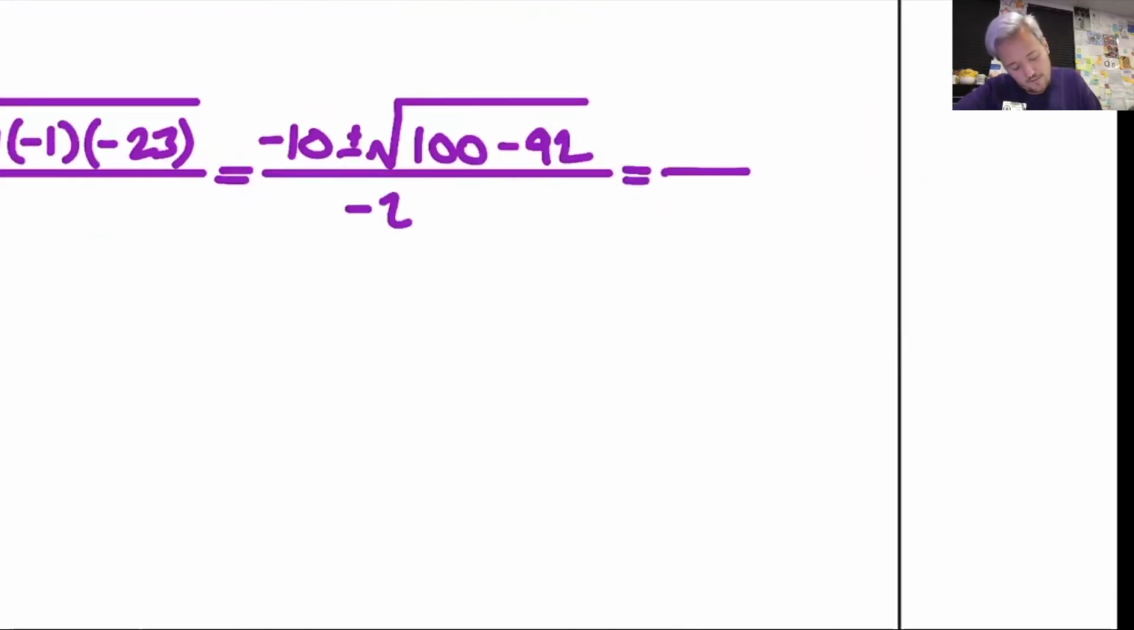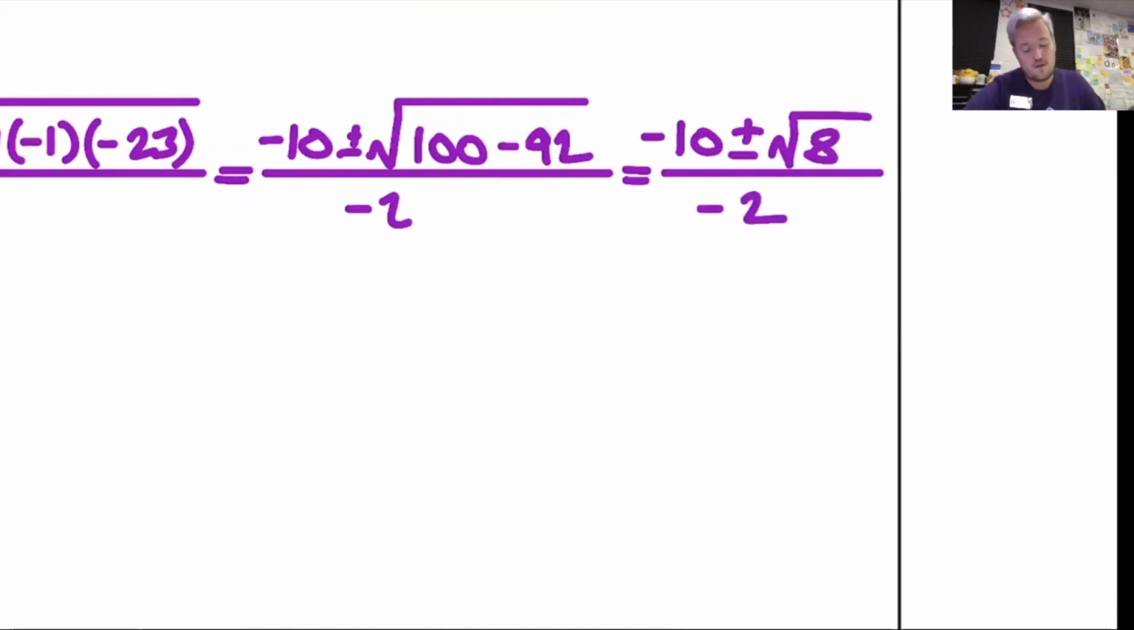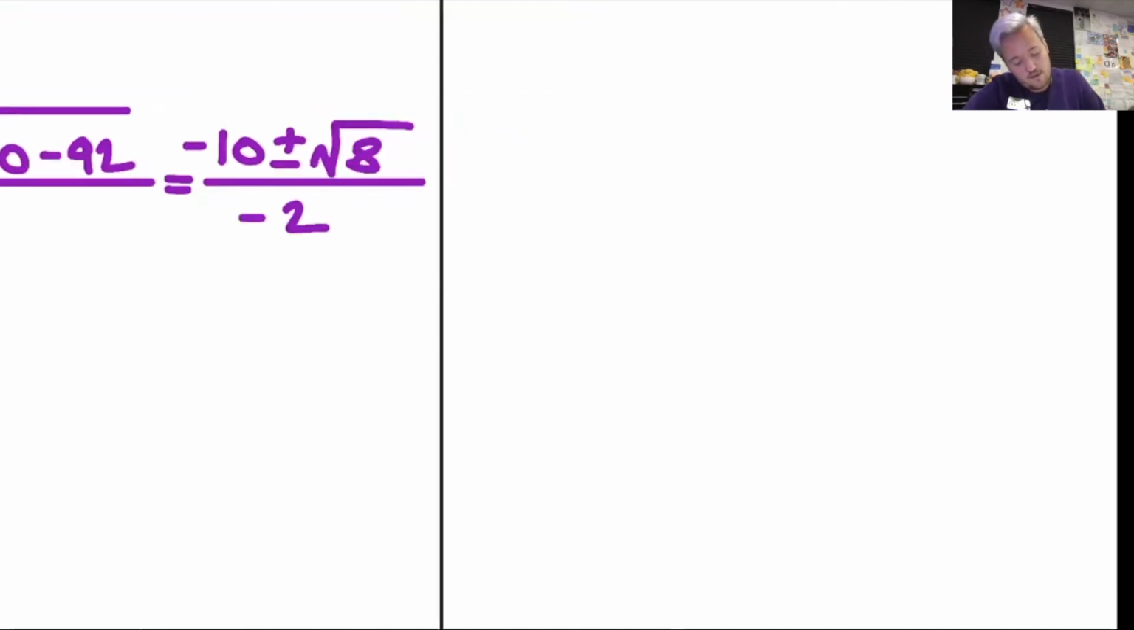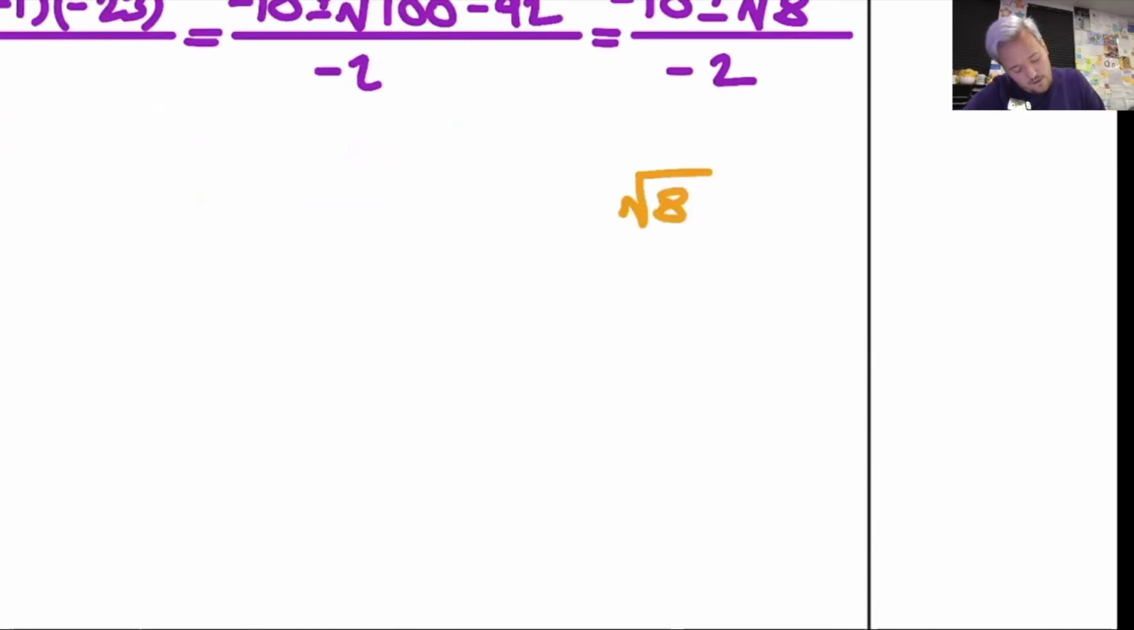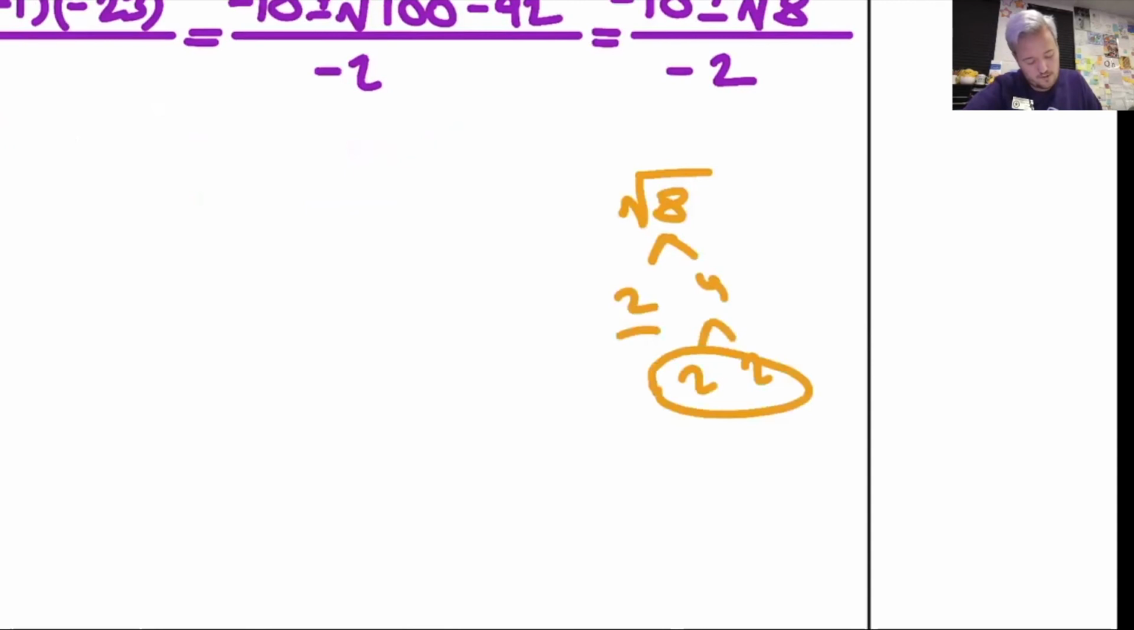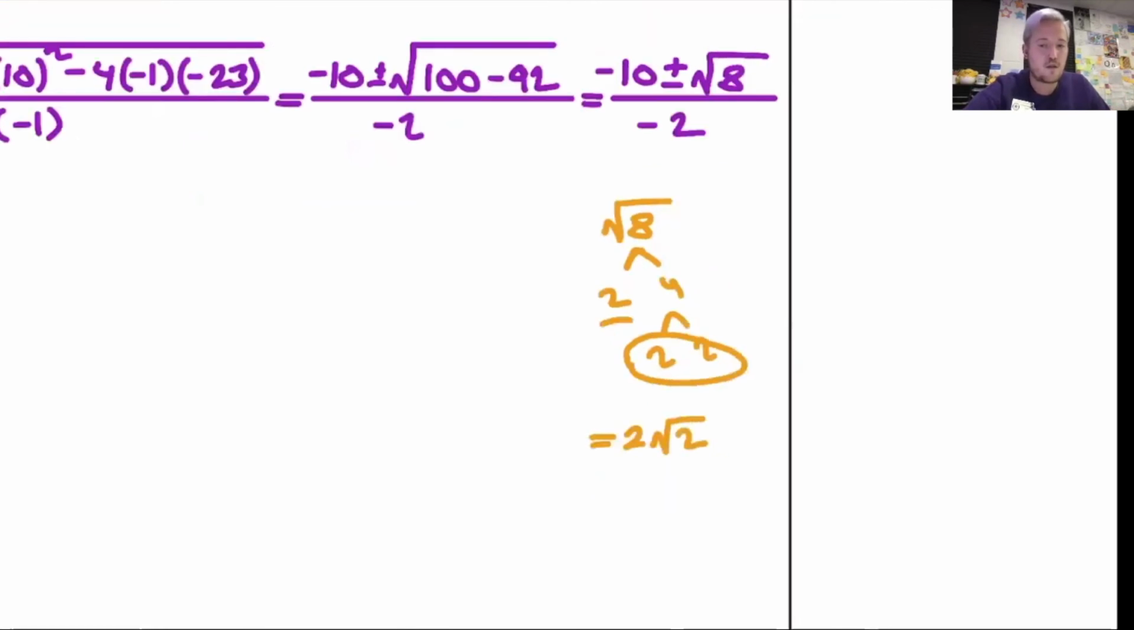So when I simplify, so -10 plus or minus the square root of 8 all over -2. All right, so 8, I need to simplify, or what's that called? Factor tree. So 2 and 4, 2 and 2, pair of 2's, left over 2, so 2 root 2. So even if you get that backwards, you'll still end up with the same answer. So remember, the pair numbers go on the outside. The leftovers go on the inside. So I'm going to replace the square root of 8 with 2 root 2.